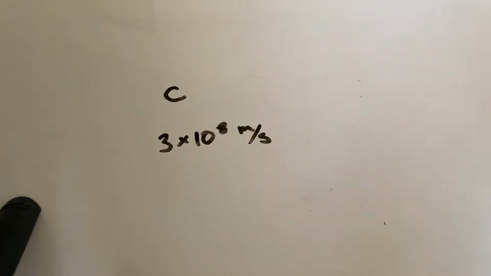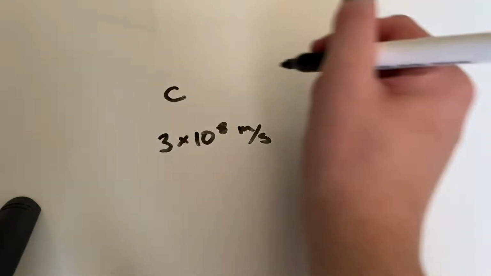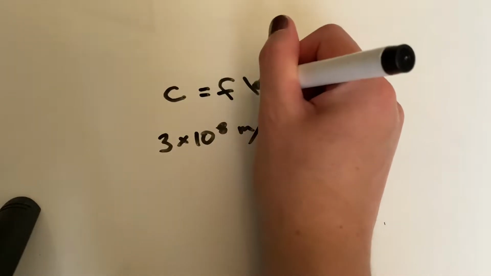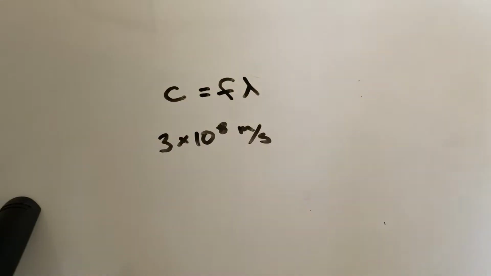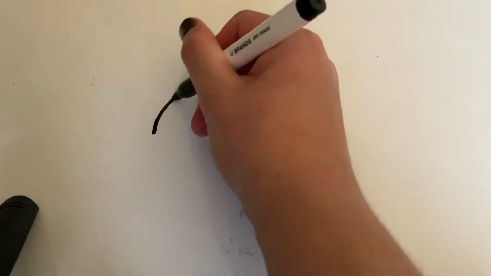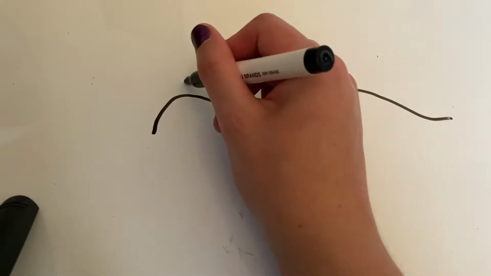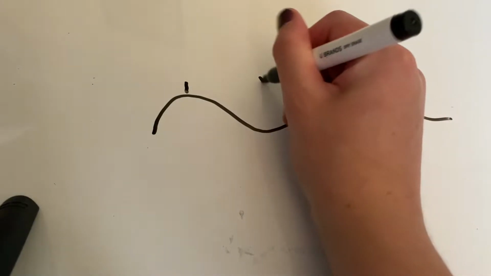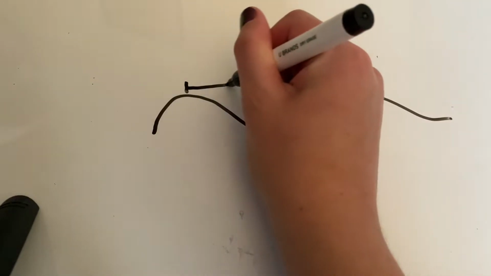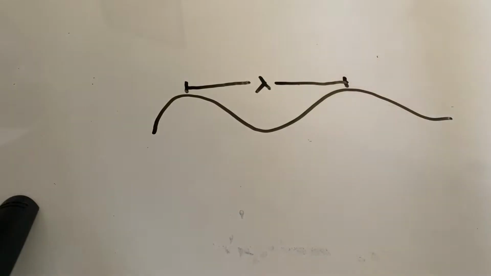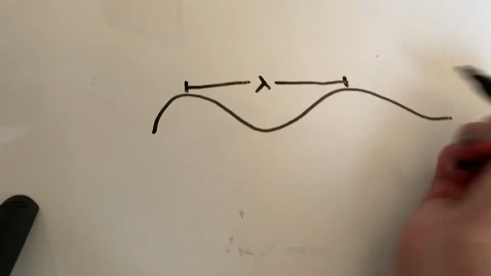That's an important number. Now, the speed of a light wave is just equal to the frequency of that light wave times its wavelength. Now, what do those mean? If we are to draw a wave, it looks something like this. The wavelength is simply the distance between two peaks. We denote it with a lambda, which is a Greek letter that looks like an upside down Y. That's wavelength.